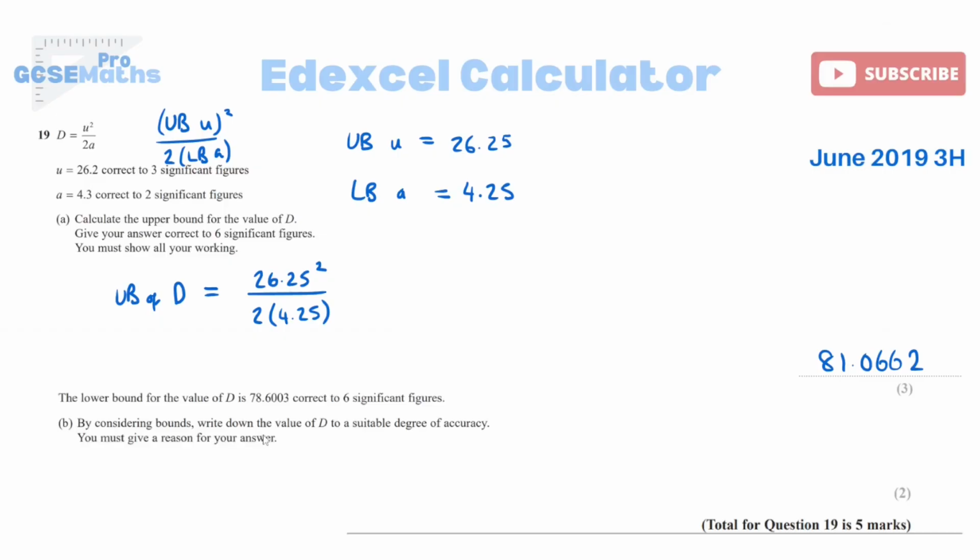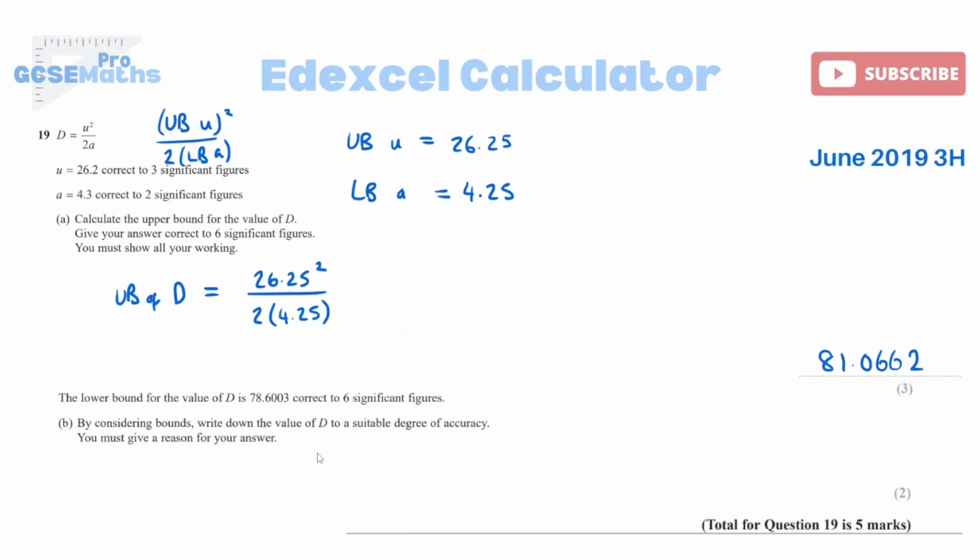Part B, by considering bounds, write down the value of D to a suitable degree of accuracy. You must also give a reason for your answer. So we're just looking at both values. Normally in this case, you just try and find some kind of middle ground where they would both round to, whether that's the nearest whole number, whether that's 1 decimal place, 2 decimal places. It depends on the question. In this case, I think, because they're kind of far apart, they're almost 3 apart, a difference of 3 almost. So I'd probably round them both to 80, I think, which is either you can say 2 significant figures or the nearest whole number, isn't it?